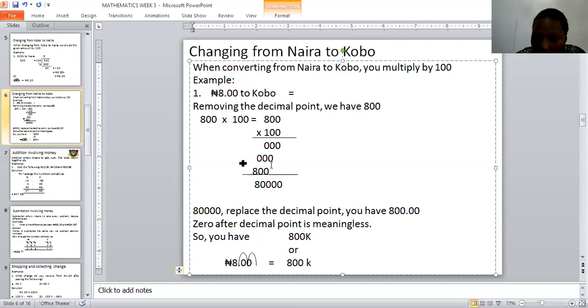Or, using this fast method, the 0 in between the naira that you have been given, move it to the right-hand side 2 times. You have it as 1, 2, and it becomes what? 800 kobo.